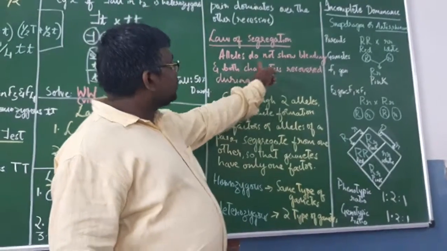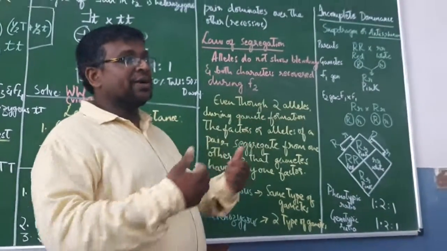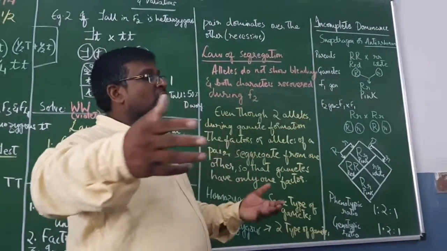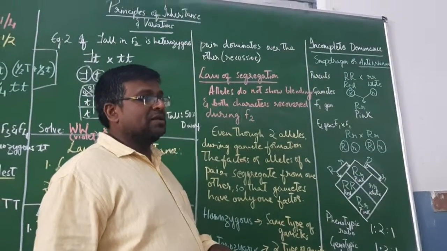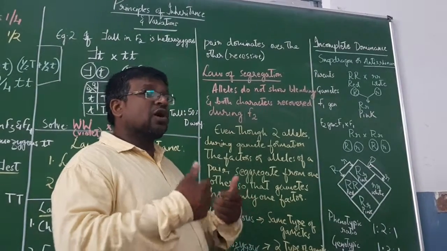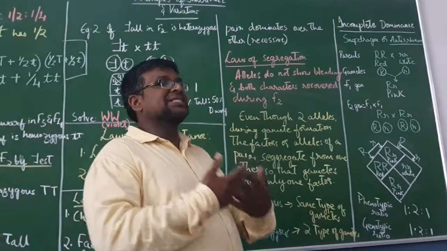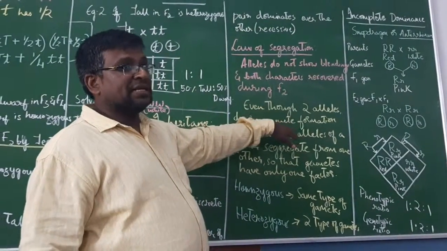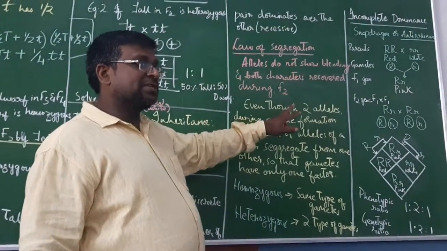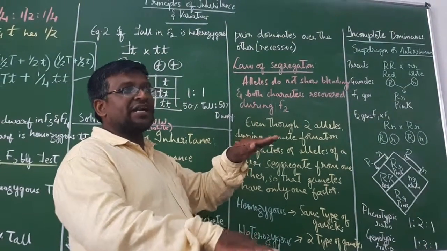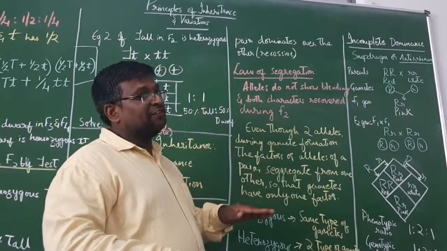So alleles do not show blending when they are together, and both characters are recovered or shown during the F2 generation. So the law of segregation majorly deals with alleles which do not show blending. Both of them are expressed. Both the alleles are expressed in the F2 generation. That is, the dominant as well as the recessive factor is expressed only in the F2 generation.